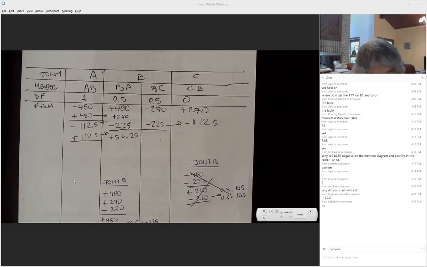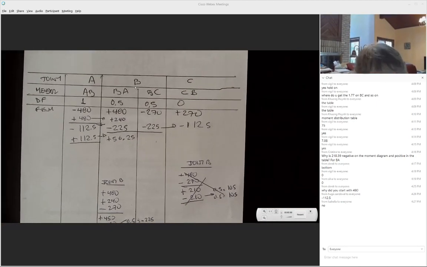Look, right now, what do I need to do with joint B? What do I need to do with this joint that is not in equilibrium? What do I need to give to this joint to put it in equilibrium? Write me the moment and the sign of the moment. Minus, and that is correct. I need to give this joint minus 56.25.